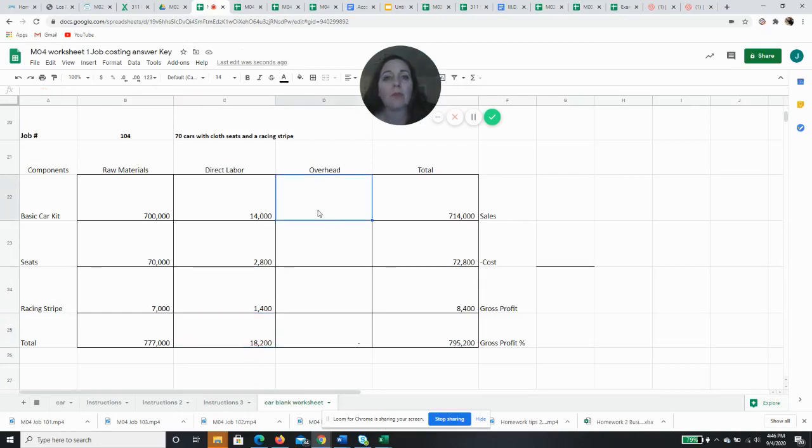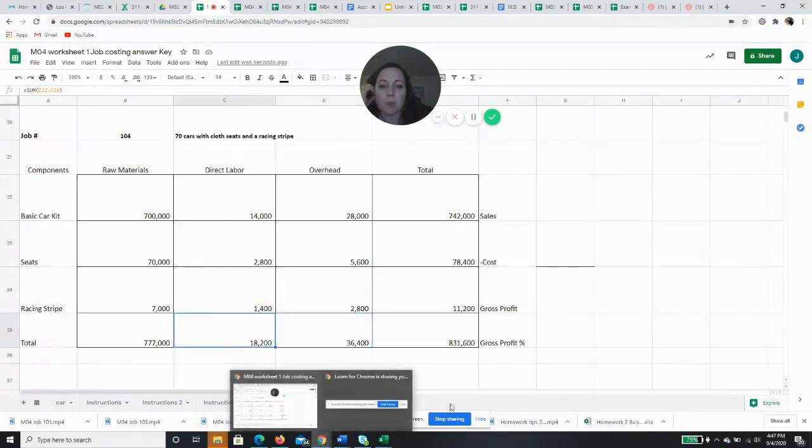All right, my overhead, remember we are applying overhead at a rate of $2 of overhead for every $1 of direct labor. So we are going to multiply our direct labor by 2 to figure out how much overhead we're going to apply. So plus times 2, plus times 2. Okay, so our total overhead is going to be 36,400, which is twice 18,200, which makes sense.